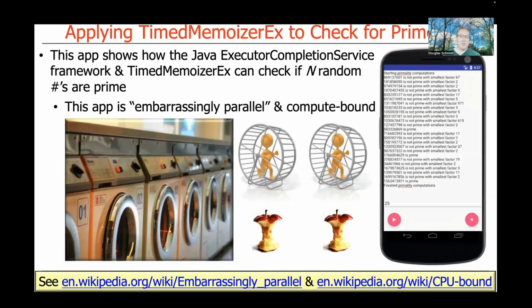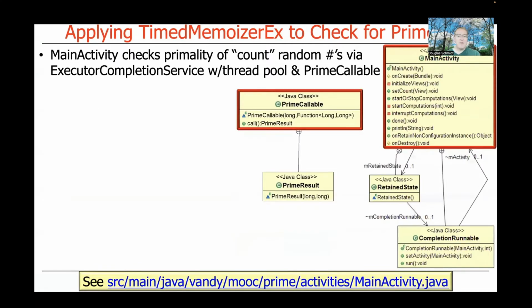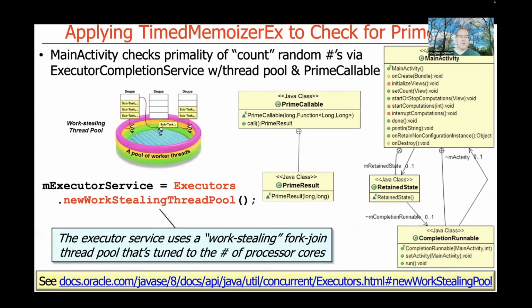Just a quick recap. You probably remember this from previous lessons, but this PrimeChecker app is embarrassingly parallel, and it's also compute bound. The main activity checks the primality of count random numbers using the executor completion service with a thread pool and this thing called a prime callable. In this particular case, just for kicks, we're going to use a work stealing fork join thread pool instead of using a cached thread pool or a fixed thread pool.